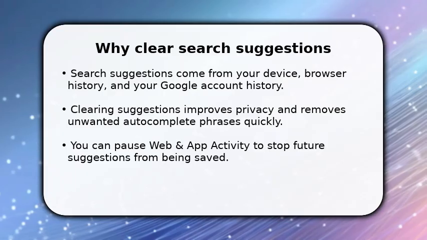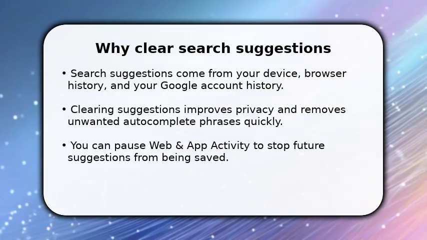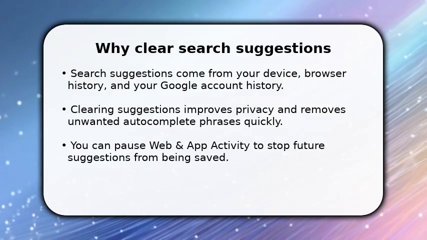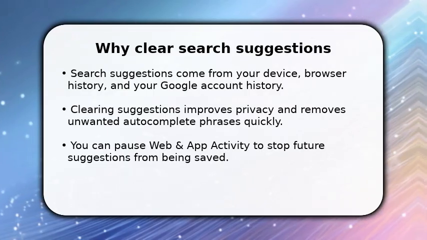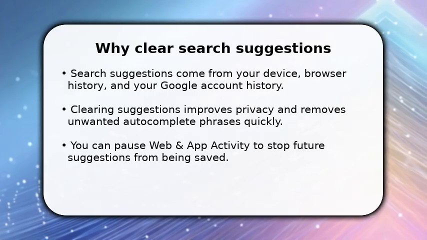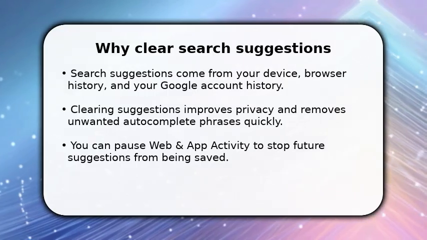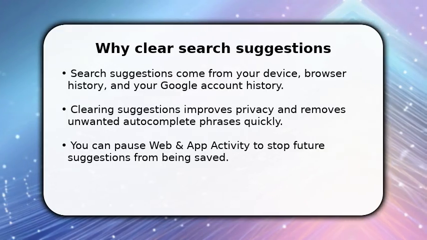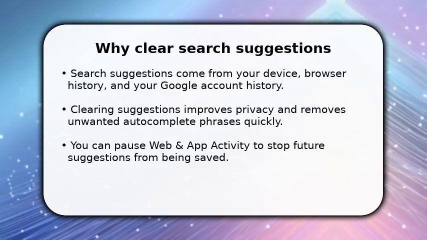Search suggestions come from your device, browser history, and your Google account history. They show predicted queries while you type. Removing them improves privacy and removes unwanted autocomplete phrases quickly. You can clear suggestions from the browser, from Google account history, and from saved form data.